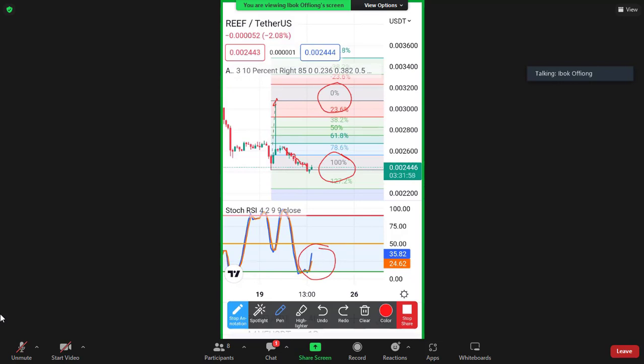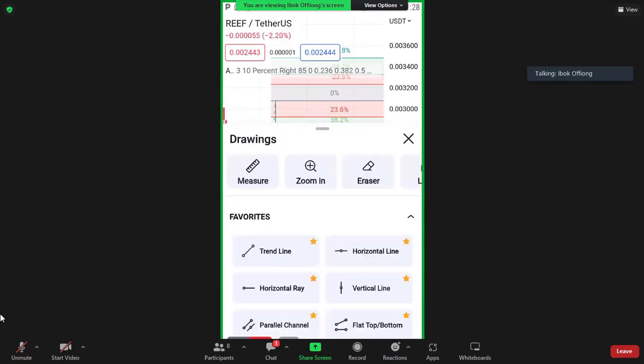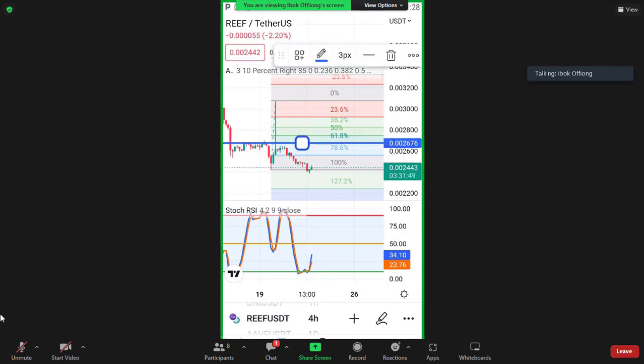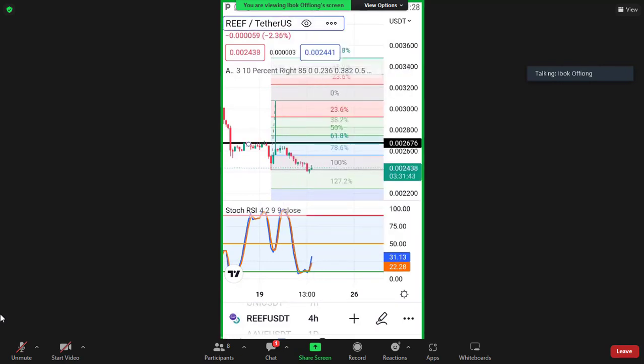You can even pick your horizontal line and draw it on the 61.8, and check. You can see the candles are below. Nice trade. Let me change the color to black. I like black color. Nice one.